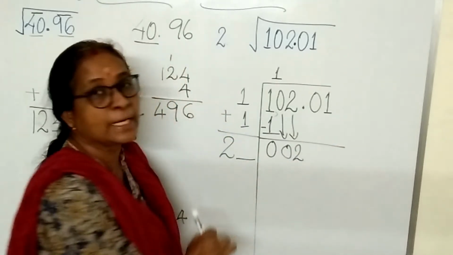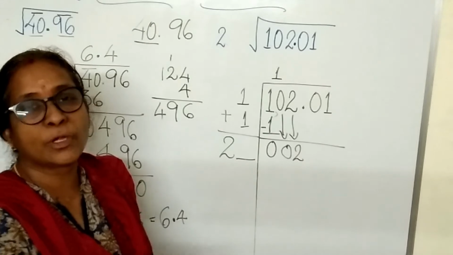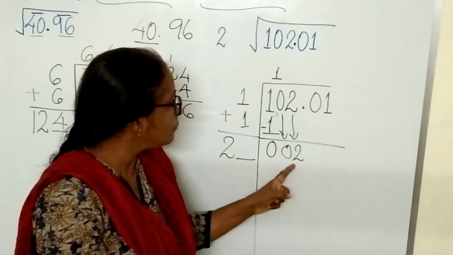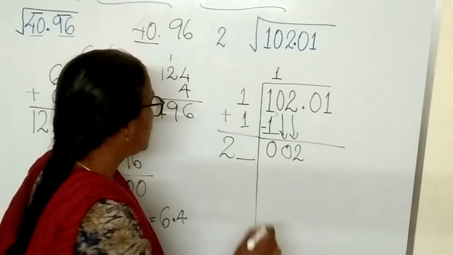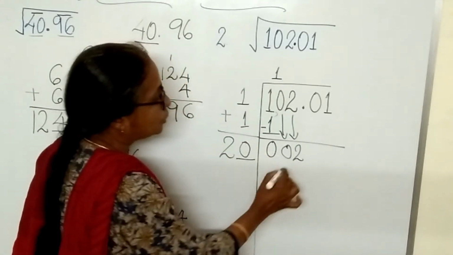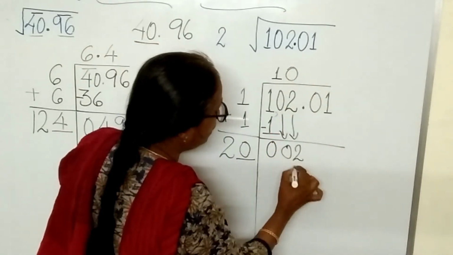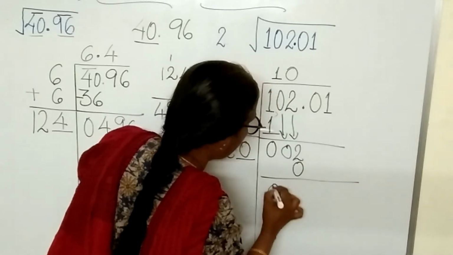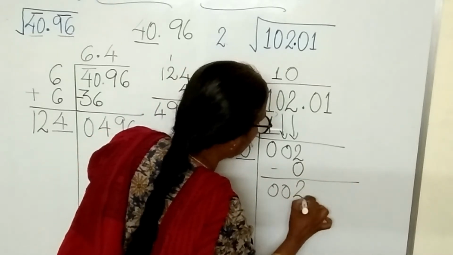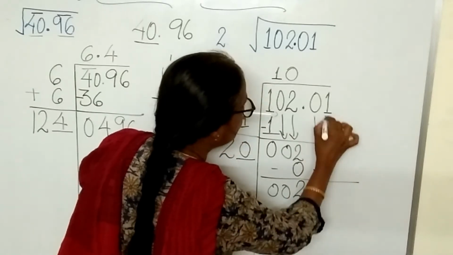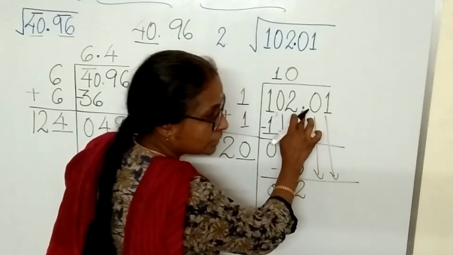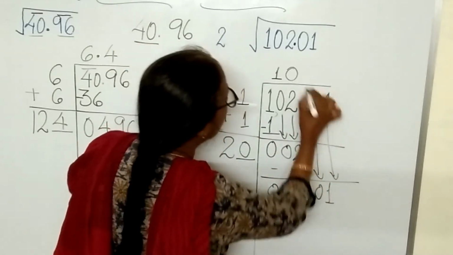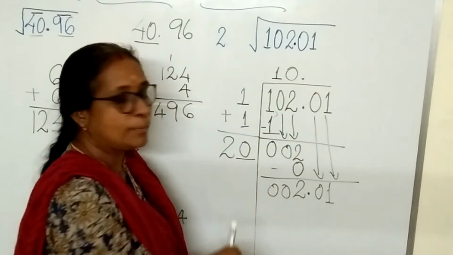So if you write any number here, if you write 1, 21 into 1, it is bigger than that, so you cannot even write 1. So what is the possible number? It is 0. So here also you write 0. 2 zeros are 0. When we subtract, again we get 2. Then you bring these 2 digits down. But when we bring these 2 digits down, there is the decimal point. So what will we do? We put a decimal point here also.